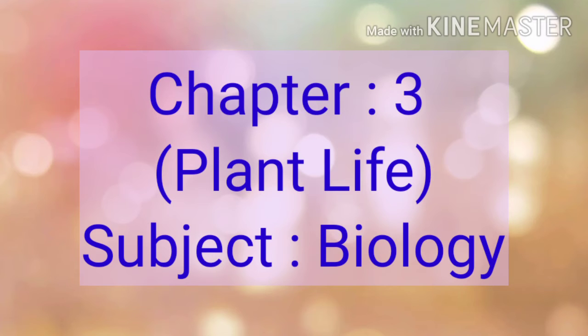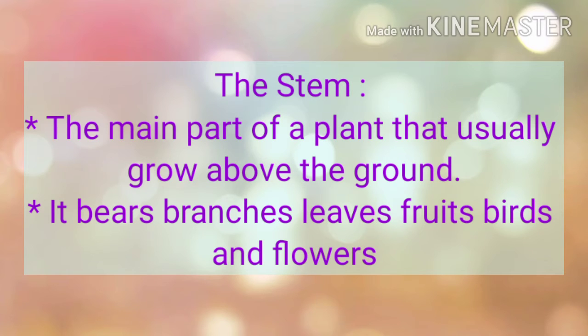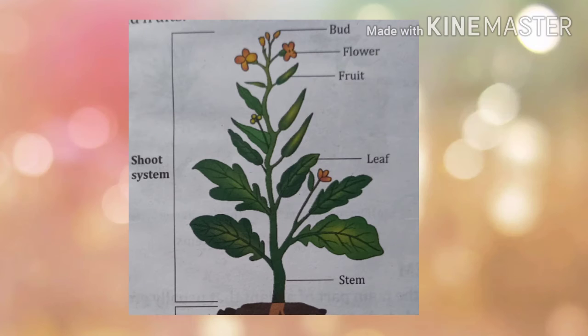Shoot system consists of stem, branches, buds, leaves, flowers and fruit. It is the main part of the plant that usually grows above the ground. So you can already see in the picture that at the top of the stem a bud is present. Another part is a flower. Next are fruit and leaves. They are all borne on the shoot system.